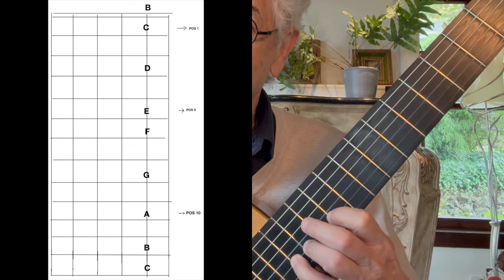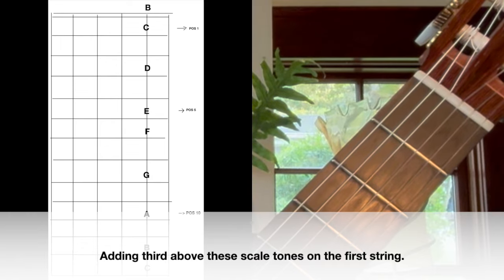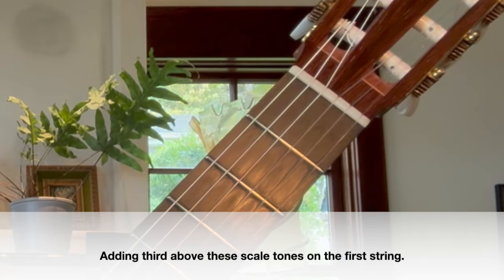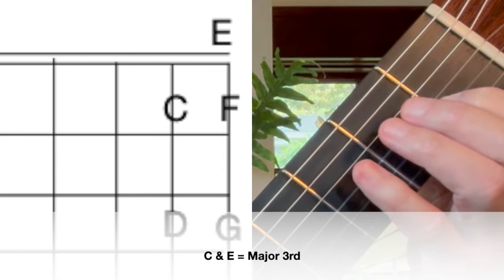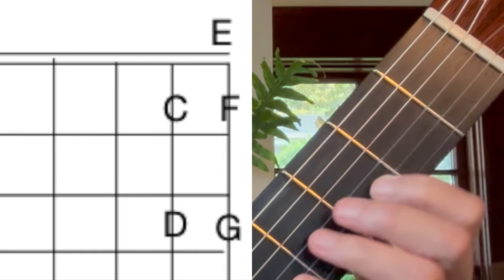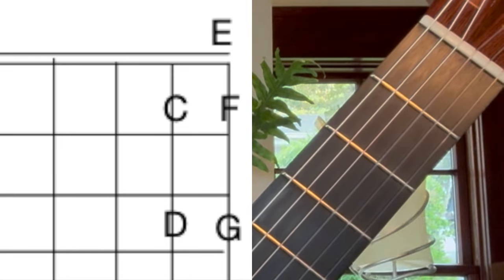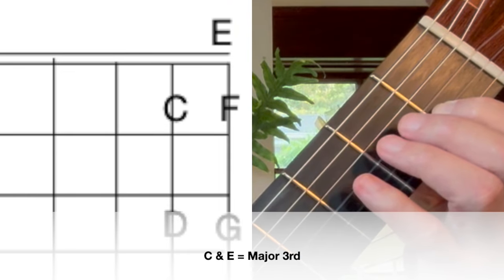So far so good? Excellent. Now, if I were to add thirds above those tones, I would have a shape that would include this one for the first one. That's this note C and the note E. Of course, we're not going to do it on the second string. We'll do it on the first string so we can play them together. That's C and E. That's a third.